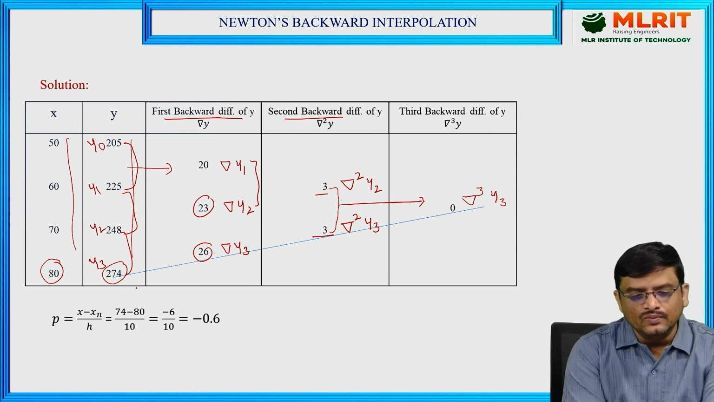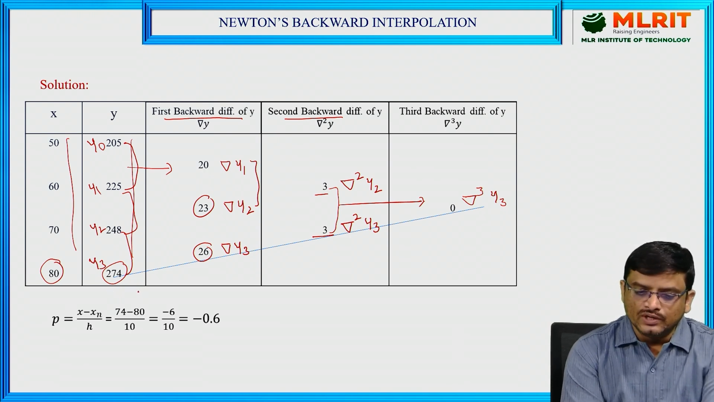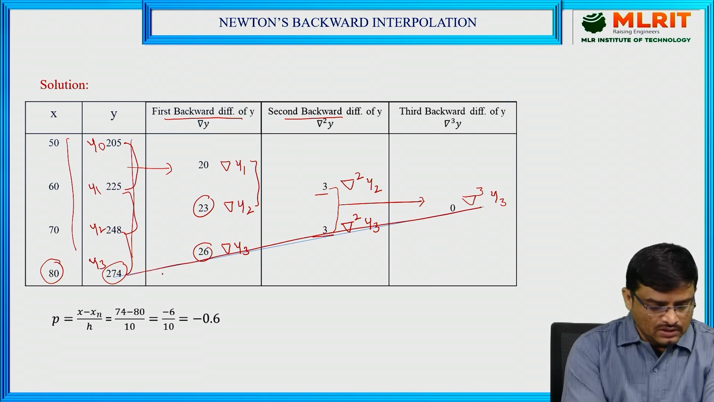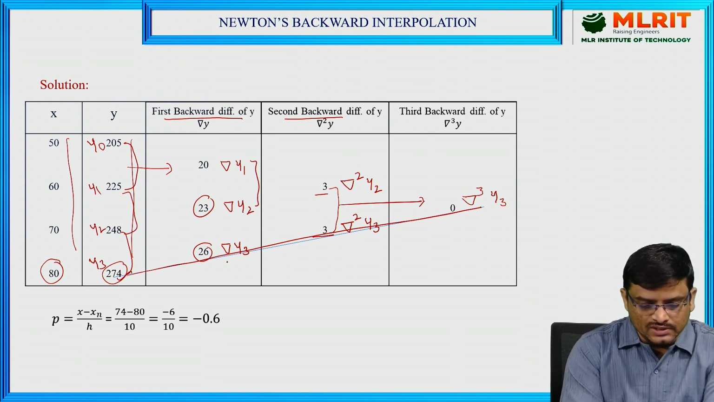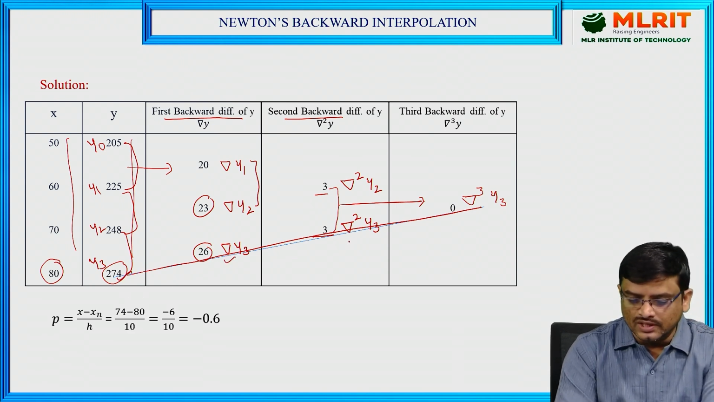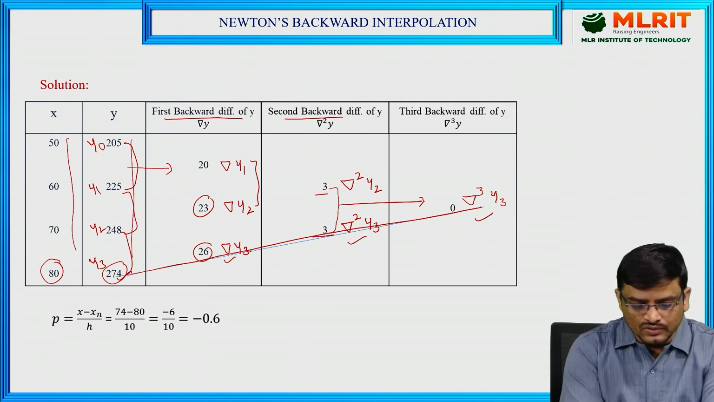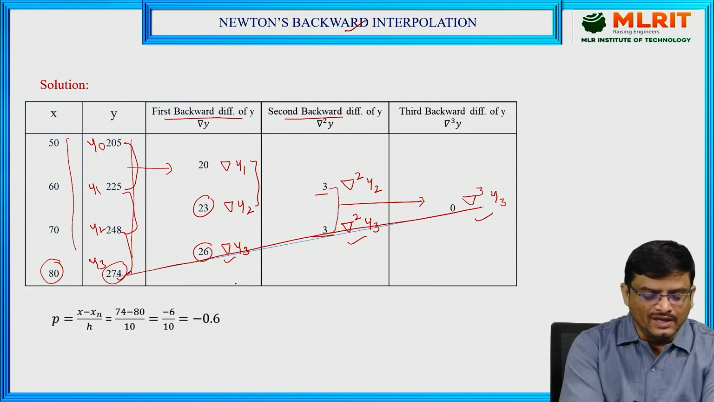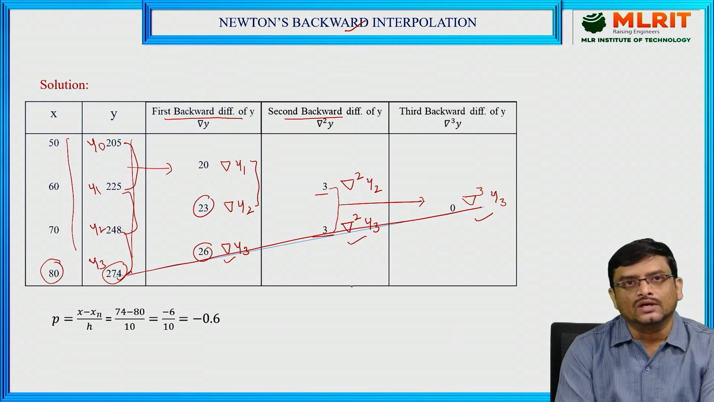Whenever we use Newton's backward interpolation, whatever values we got in these lower values, we have to consider this value, and we have to consider del y3, del square y3 and del cube y3. So these are the values we have to consider in Newton's backward interpolation. In each column we have to take the last value in that particular column.